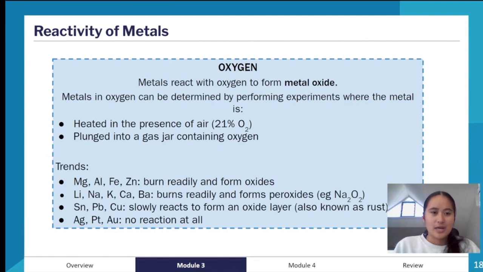But when we talk about reactivity of metals with oxygen, metals and oxygen form a metal oxide. Who would have guessed? Basically, how metals react with oxygen can be determined by experiments where it's heated in the presence of air or plunged into a glass container with oxygen. Some trends in the periodic table: magnesium, aluminium, zinc, and iron burn readily and form oxides.